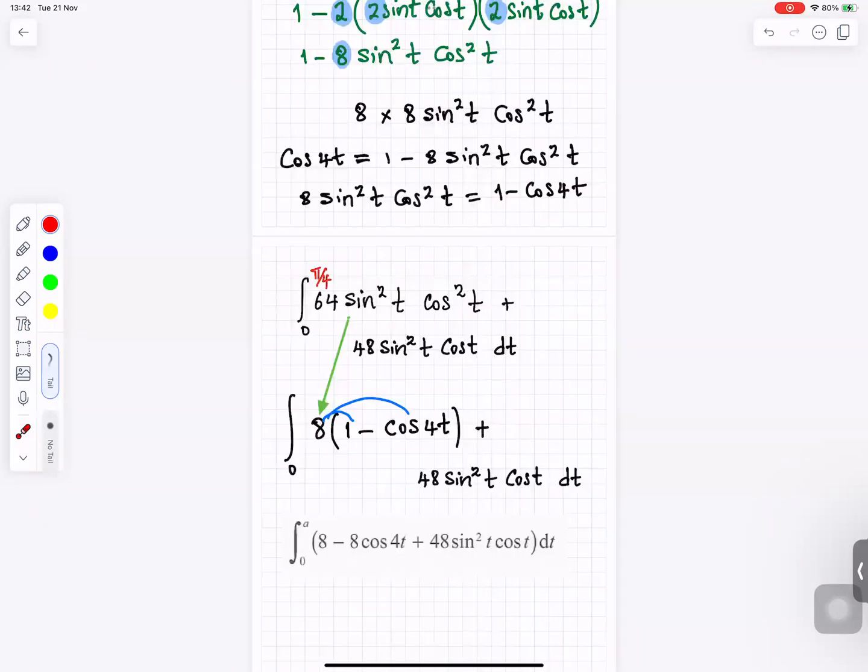And from there now, we can rearrange it to have 8 bracket 1 minus cos 4t, which we can remove the brackets. 8 times 1 is 8. 8 times cos 4t, 8 cos 4t, plus that.